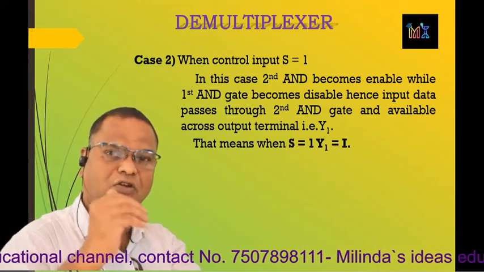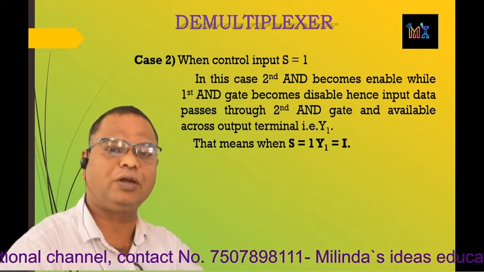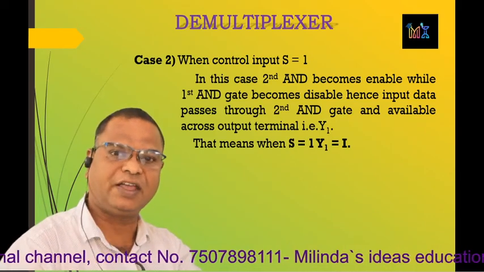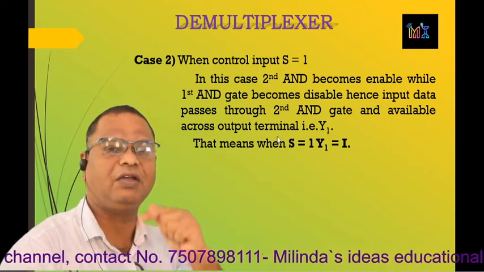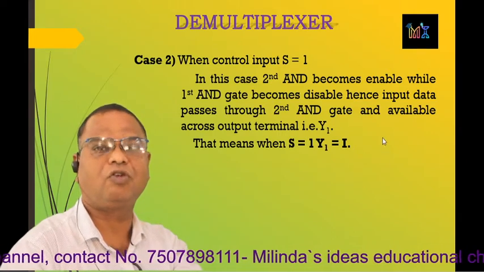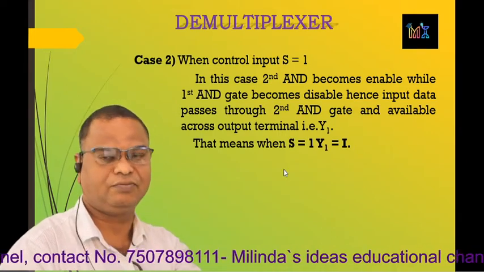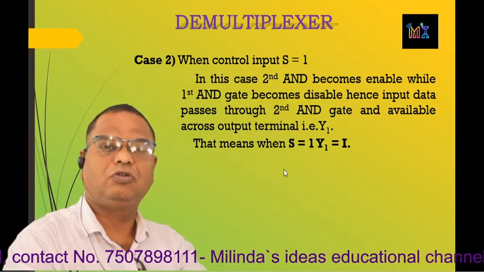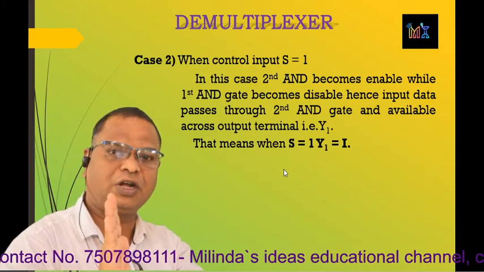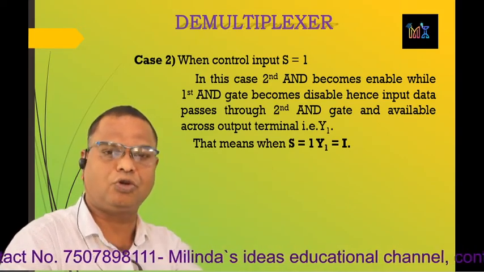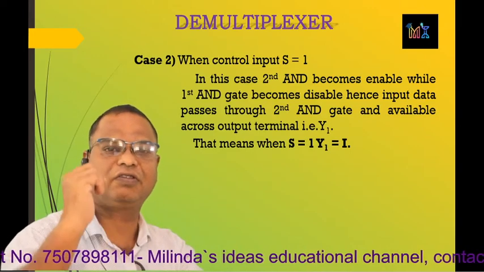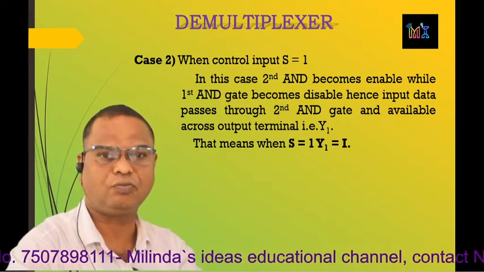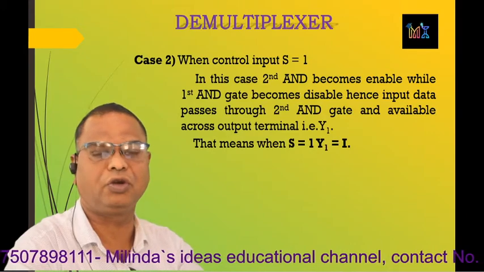That means from this it is clear that when control input is high, the output of the second AND gate becomes I, that is data. So by using this circuit, the input data is connected to one of the output terminals, and for that purpose the select line or control line is used. That is the 1 to 2 demux.